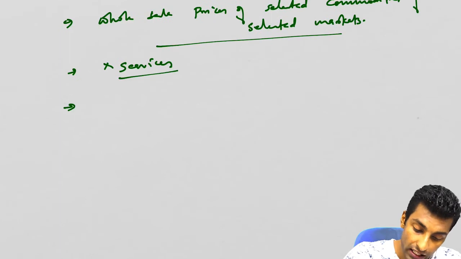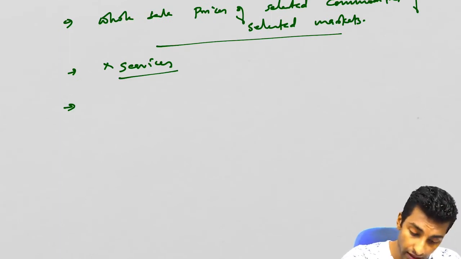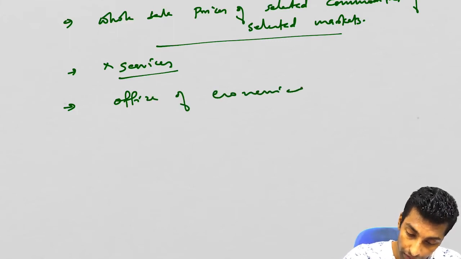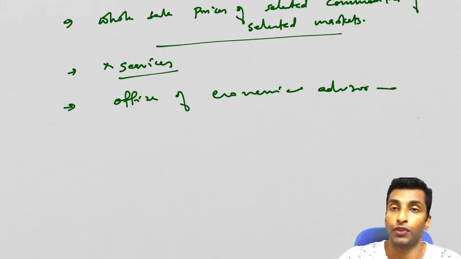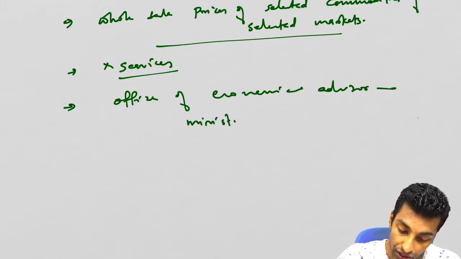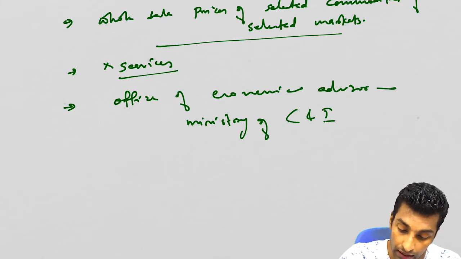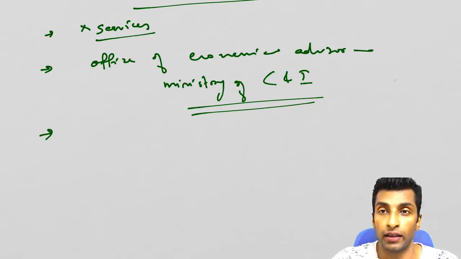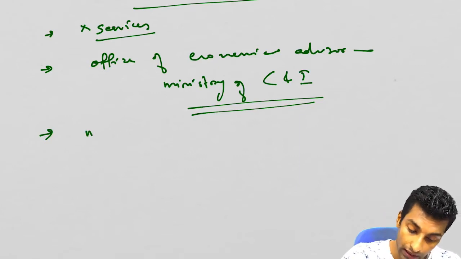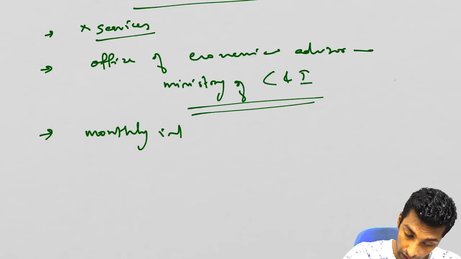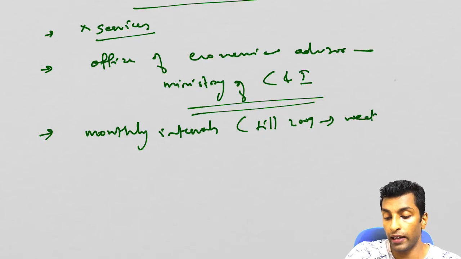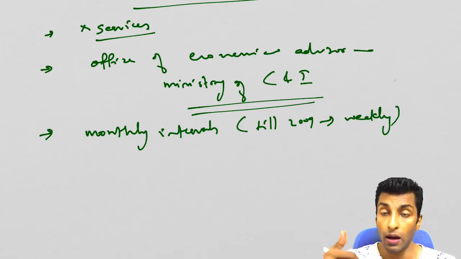We'll come to that. Now who's estimating this? It is estimated by the Office of Economic Advisor, Ministry of Commerce and Industry. So the Ministry of Commerce and Industry measures WPI. Now it is estimated at monthly intervals. Earlier it used to be estimated on a weekly basis. Till 2009 it was based on weekly intervals. So earlier you measured the inflation weekly, now monthly.